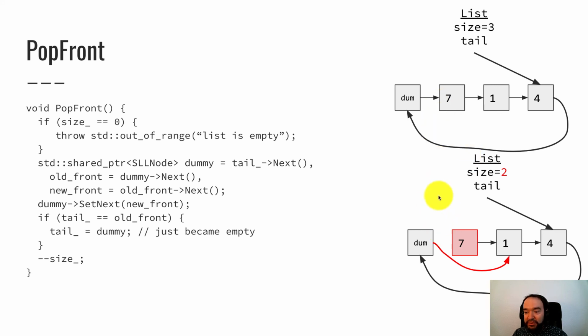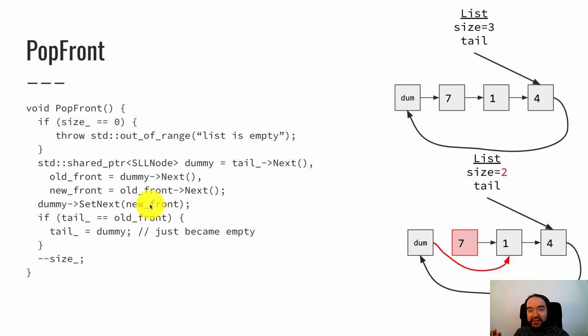New front would be old front's next. So if I'm at the 7 and I go to the next node, that would be the 1. That's the node that will now take the role of the first element after we get rid of the current first element. Now, dummy set next to new front. What we need to do is change the dummy node's next to skip past the 7 and go directly to the 1. So we say dummy set your next to the new front instead of being old front. That's this line of code here.